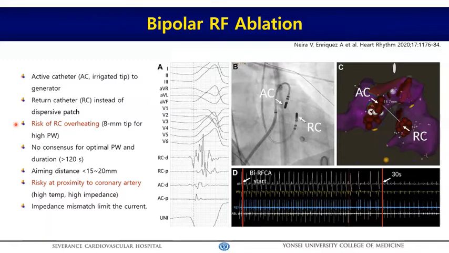Therefore, the best way might be using the 2 irrigation tip catheters. 2 ablation catheters should be closed within 15 millimeter, and there is no consensus for optimal power and duration. And you have to be very careful if the target site is close to the coronary artery.